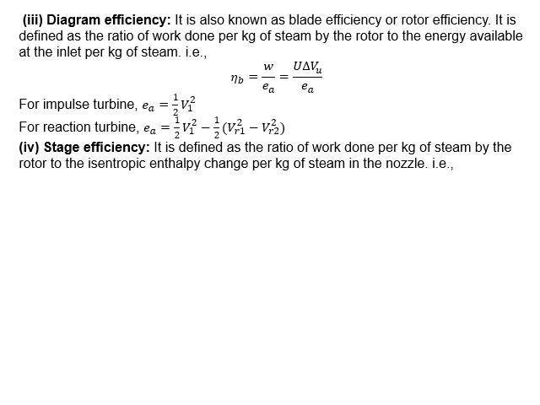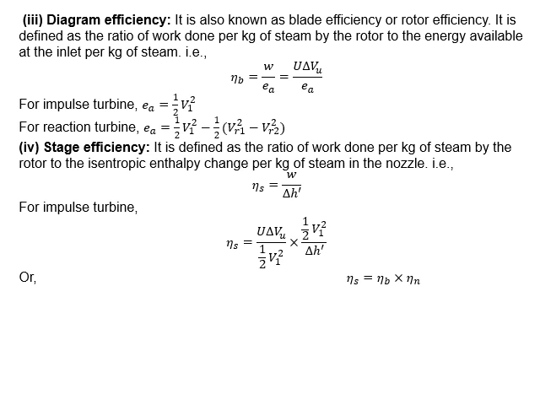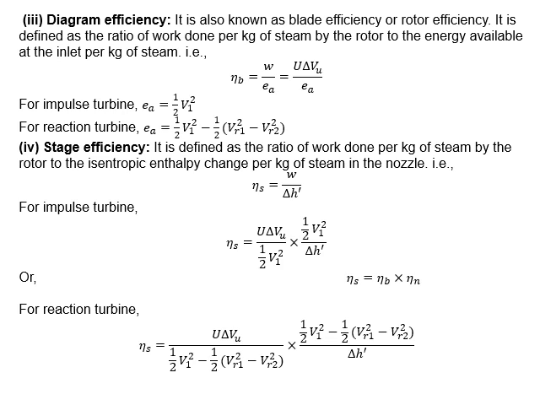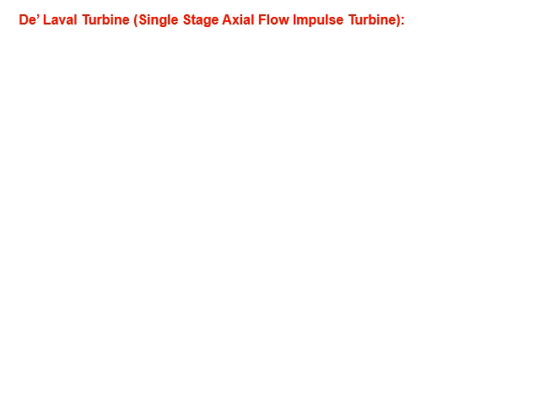Next definition, stage efficiency. It is defined as the ratio of work done per kg of steam by the rotor to the isentropic enthalpy change per kg of steam in the nozzle. That is, the stage efficiency is equal to the ratio of W to delta H dash. For an impulse turbine, the stage efficiency is the product of blade efficiency and nozzle efficiency. For the reaction turbine, this is also the expression: stage efficiency is equal to the product of blade efficiency and nozzle efficiency. So these are the efficiency terms used in steam turbines.